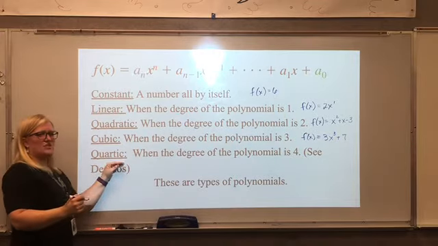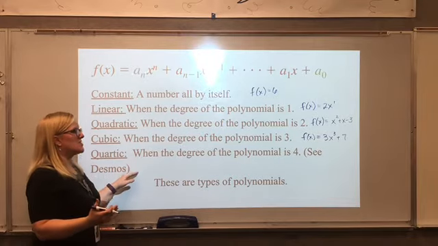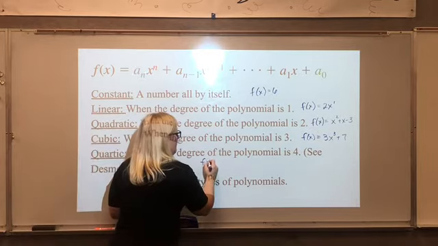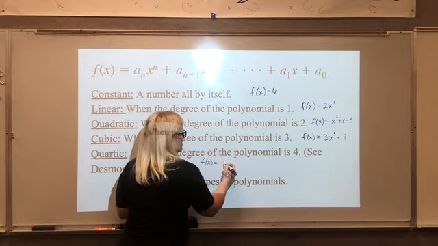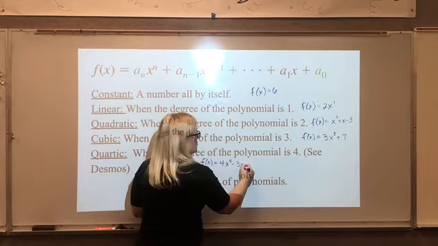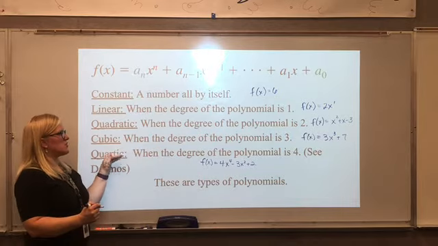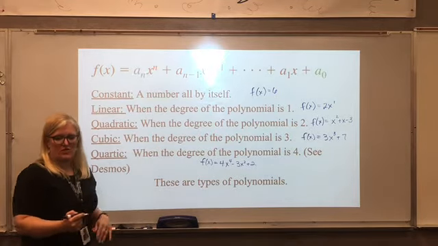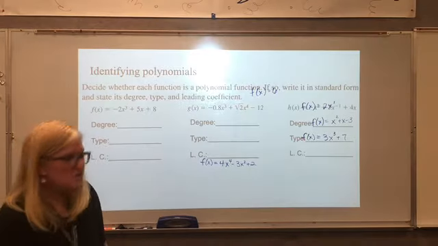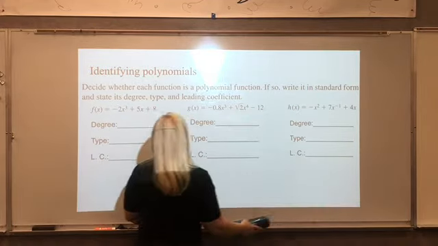And quartic, that's a word that we don't use very much, but quartic is when the degree of the polynomial is 4. And I have Desmos on here, but I'm not going to pull that up right now. But that would be f of x equals 4x to the 4th minus 3x squared plus 2 or something like that. Okay, and these are all types of polynomials. So when they ask for a type, this is what they're talking about. Okay, so let's look at how we use these vocabulary words.